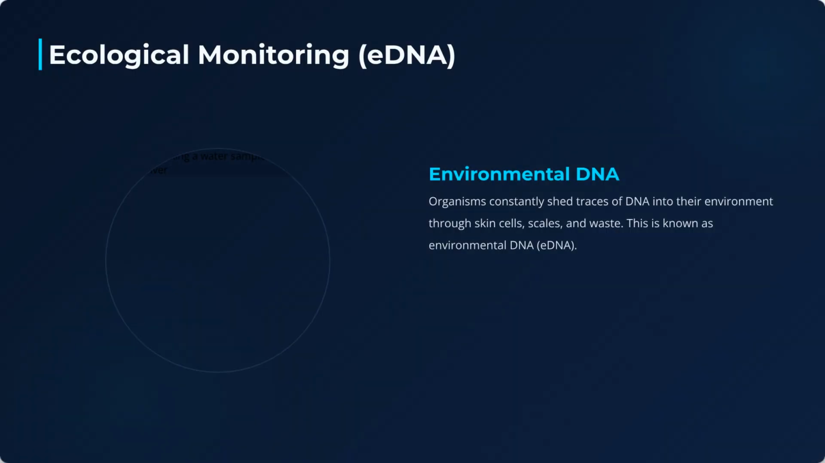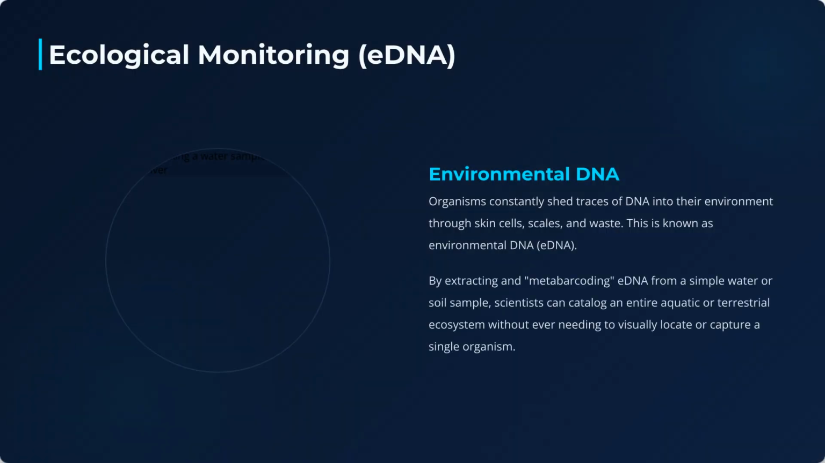Ecological monitoring uses environmental DNA, or eDNA, which are traces of DNA shed by organisms. By meta-barcoding eDNA from a simple water or soil sample, scientists can catalog an entire ecosystem without physically capturing organisms.